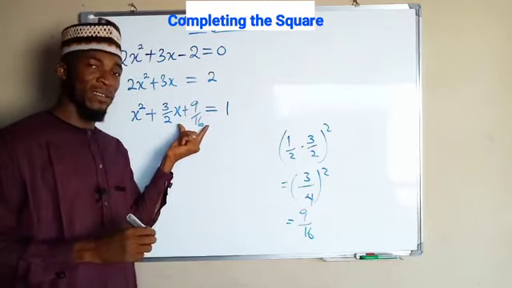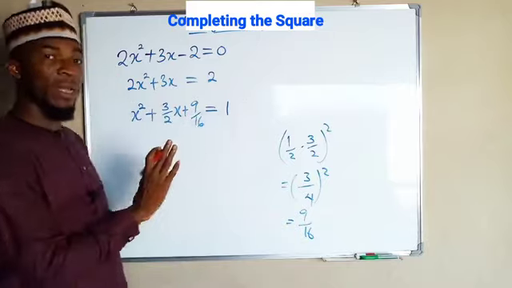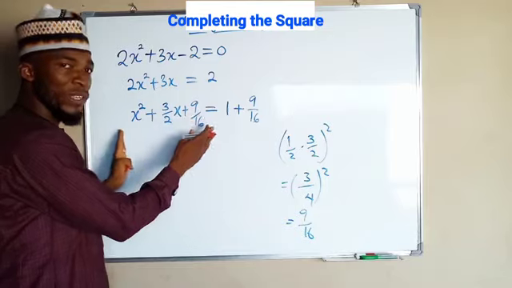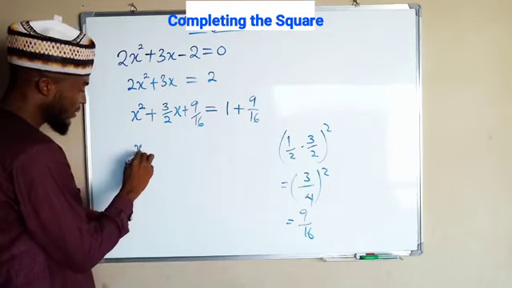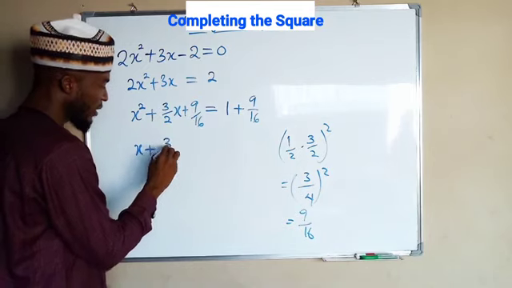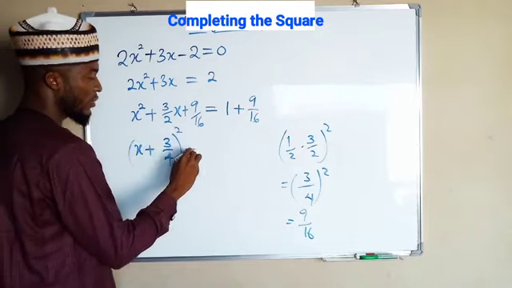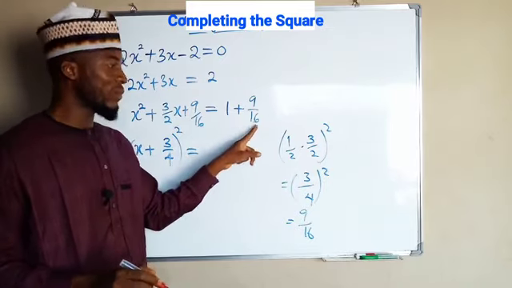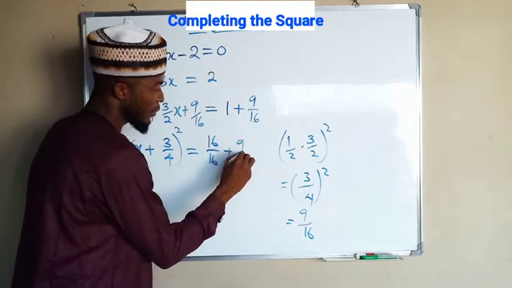But initially we do not have this. I added it for this purpose, so we have to add it to the other side in order to make the equation balance. So plus 9 over 16. Now we are free to factorize the left hand side. Since it is a perfect square quadratic function, it is going to be x plus half of the coefficient of the middle term, which is going to make it 3 over 4, all squared. And to the right hand side, we can write 1 as 16 over 16 because of this 16. So we have 16 over 16 plus 9 over 16.